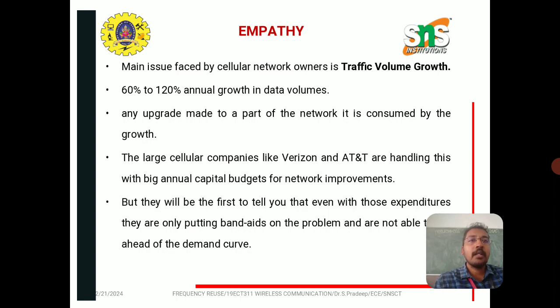So, empathy. The main issue faced by cellular network owners is traffic volume growth. Every year, 60% to 120% annual growth in data volumes occurs. So in a mobile network, any upgrade made to a part of the network is consumed by the growth. The large cellular companies like Verizon, AT&T, Docomo, Airtel are handling this with big annual capital budgets for network improvements. But they will be the first to tell you that even with those expenditures, they are only putting band-aids on the problem and are not able to override the demand curve.